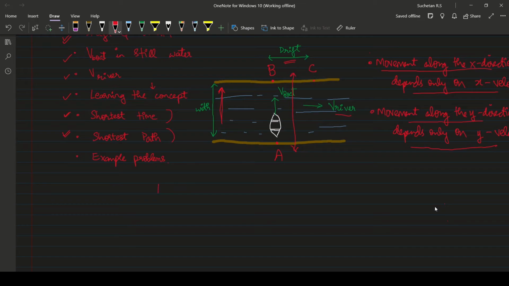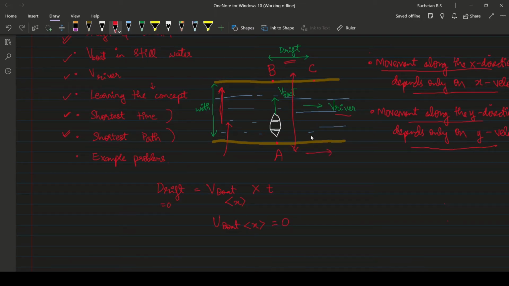So we know that the drift, which we calculated a little while ago, was the velocity of the boat in the x direction times the time taken. Now, if this has to be equal to zero, time cannot be zero because we have to cross the river. So this is not zero. That means the velocity of the boat in the x direction has to be zero. But you cannot simply make it zero because there is a velocity of the river which is pushing the boat in this direction.